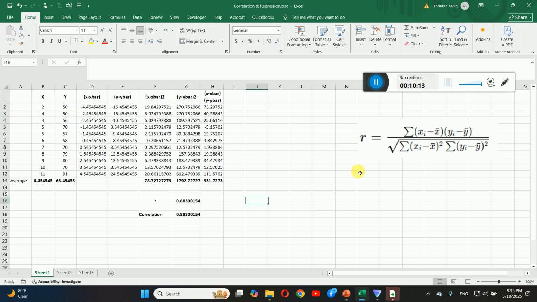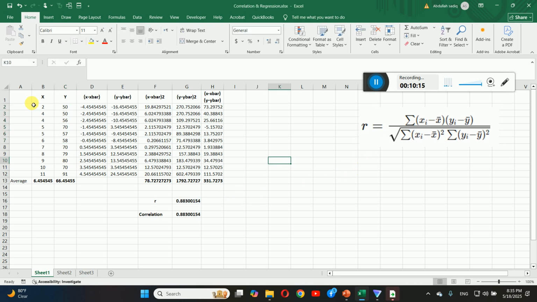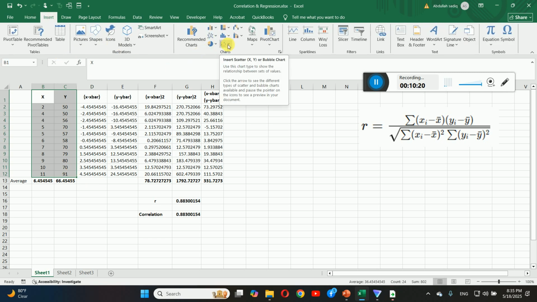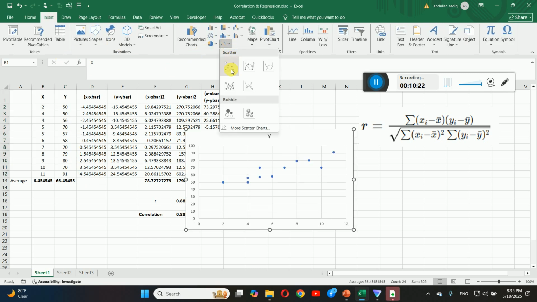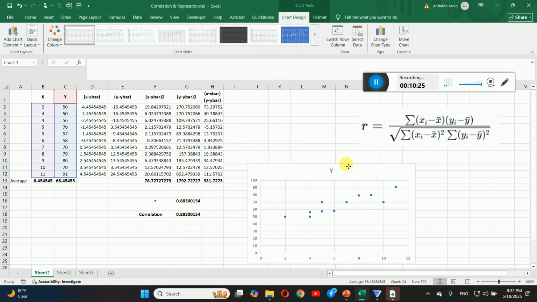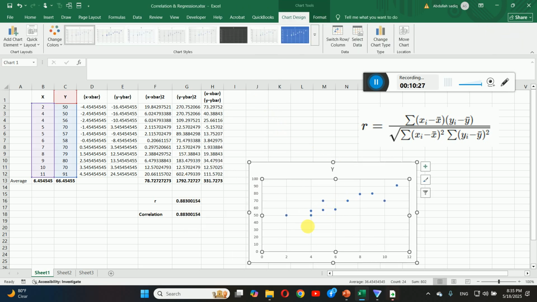Okay, I'm just showing you here in the graph. Take these two values, click on insert and click on chart, and here we have the scatter plot. Click on this one. Look, dear students, how these variables are correlated. This is showing the correlation, and the correlation is strong. Okay, is it a perfect line? This is not a perfect line. Why? Because we can see here that it is 0.88. Okay, click here and add a trend line.